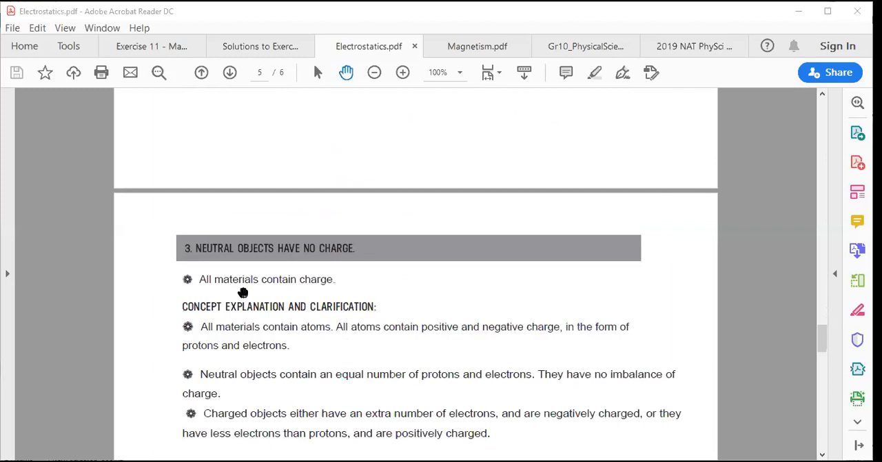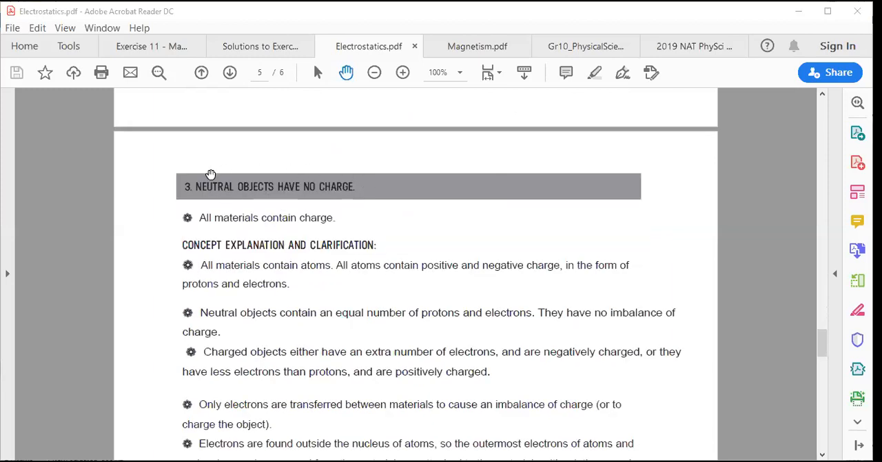Right, then the next one, neutral objects have no charge. Right, all materials contain charge. So neutral objects, not exactly that they don't have charge, but the charge balances because all materials have charge. All materials contain atoms. All atoms contain positive and negative charge in the form of protons and electrons.